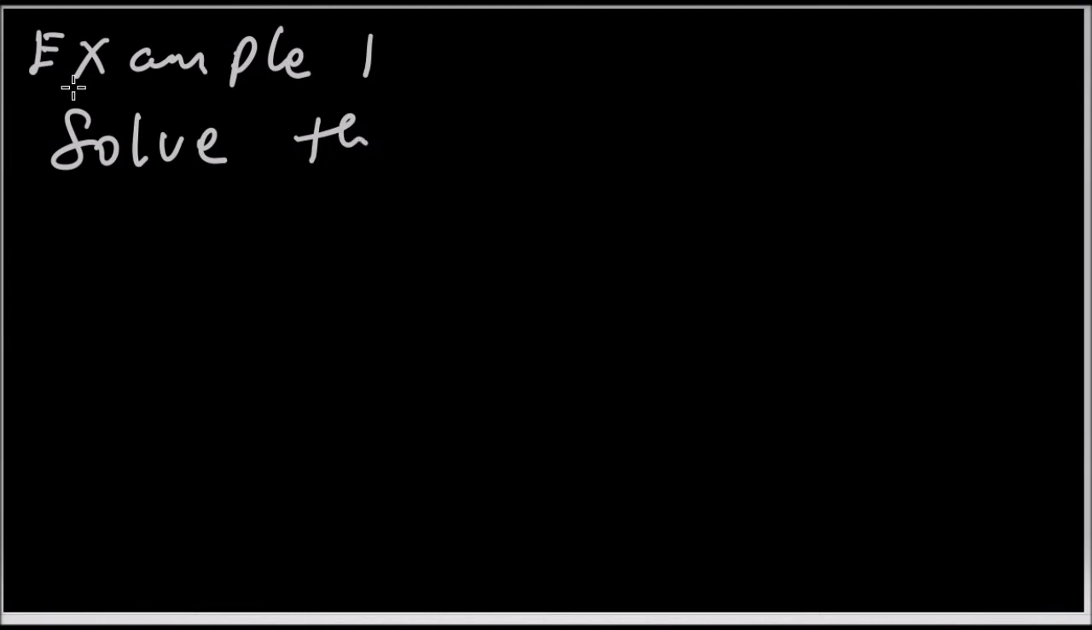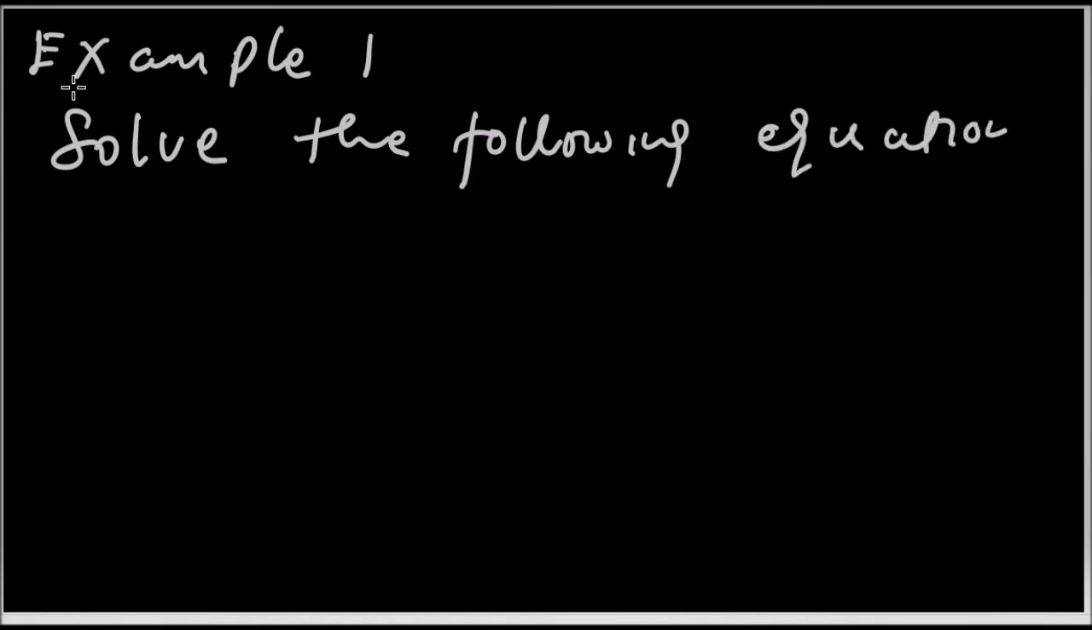So our example 1. Solve the following equations. So we'll start with the equation x squared plus 6x plus 8 is equal to 0. Note here that we have equated to 0 because this is now an equation. An equation, we will need to find the value of x. So this is how you do it.